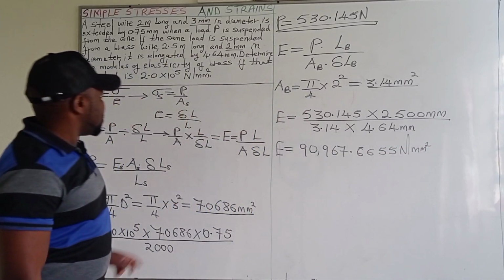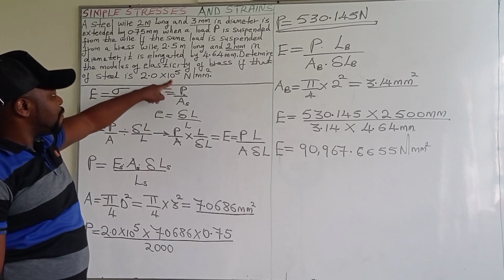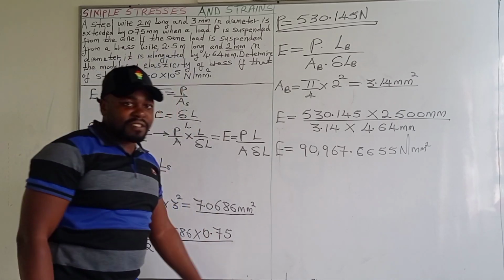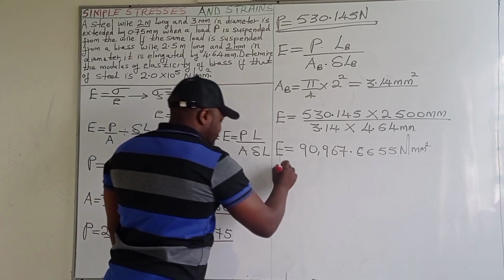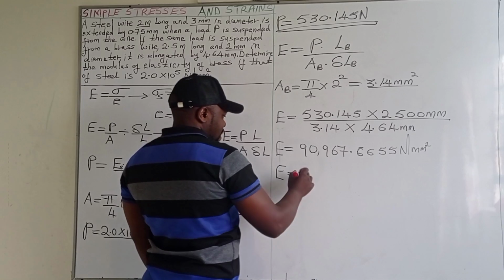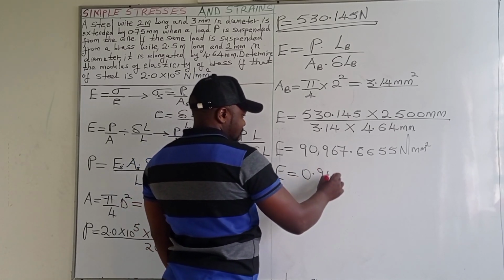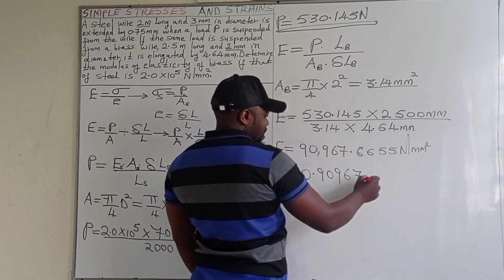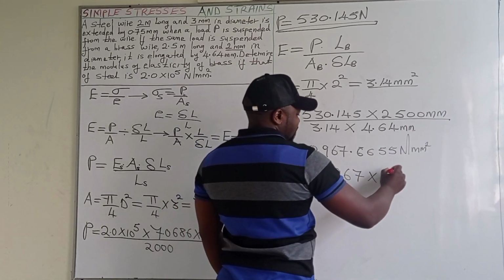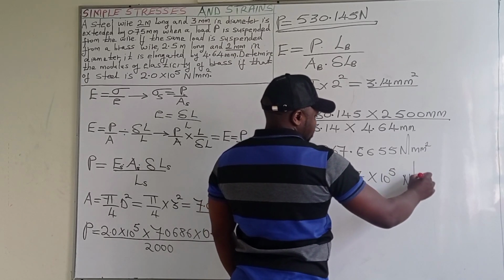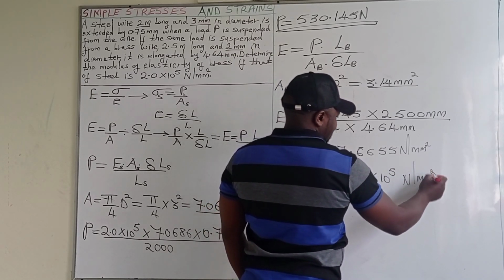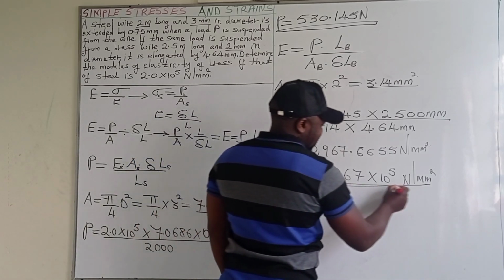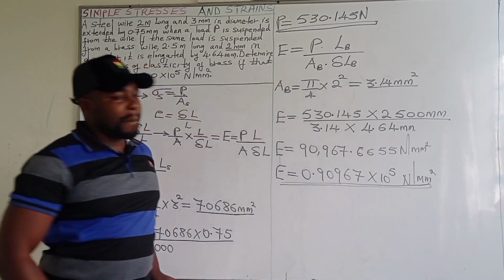Now, if you write it in standard form of 10 raised to the power of 5, just like the Young's modulus of elasticity of steel, we are going to have a Young's modulus of 0.90967 and so on times 10 raised to the power of 5 newtons per square millimeter. Therefore, ladies and gentlemen, that's how we go about it. That is the Young's modulus of elasticity of brass.